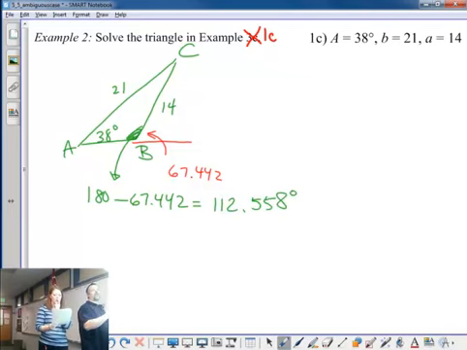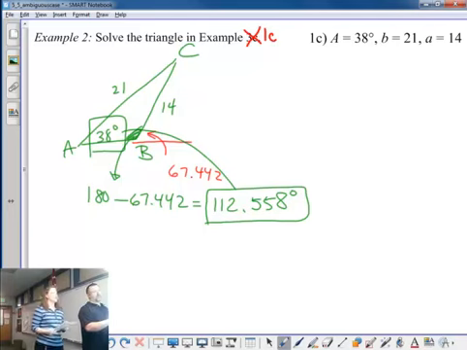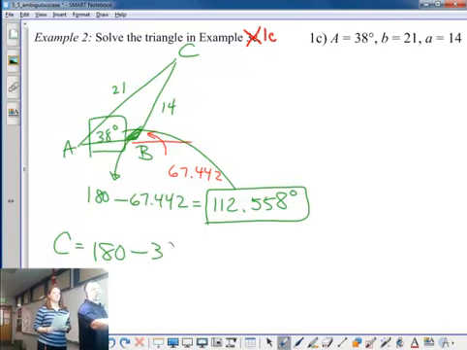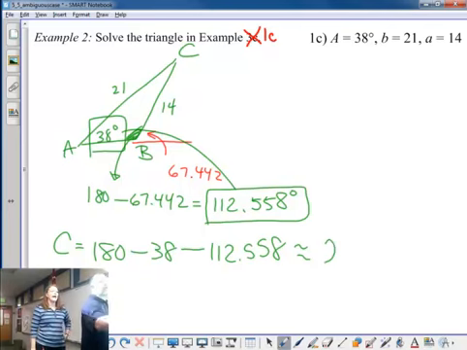Now, here's where we ran into the problem on the other problem, on example A. Is there room for a third angle? I don't know. That's the question. Let's find out. If we're going to figure out the other angle C, angle C is equal to 180 minus the 38 minus the new B, which is 112.558. And when we do that, we actually get 29.442. So there could be a little tiny acute angle up there.